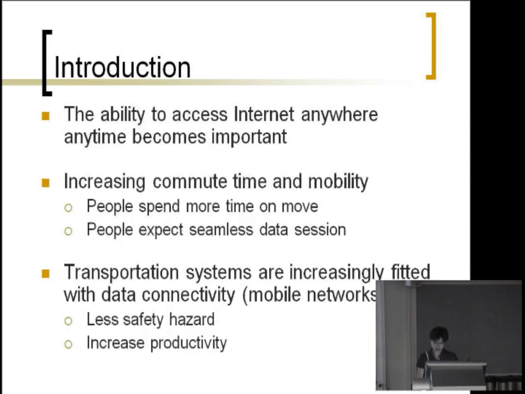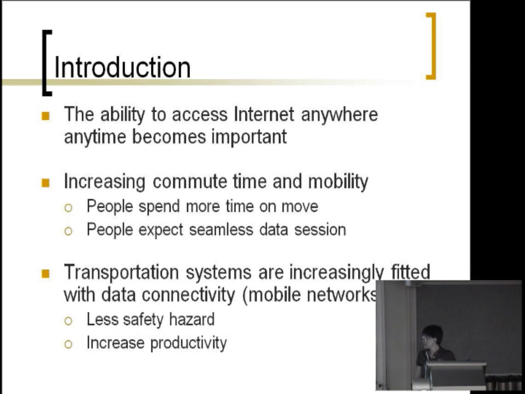First of all, I think this is an important problem because the ability to access the internet anywhere, anytime is becoming increasingly important. A lot of times we are running applications that we don't really want to get disrupted, even though you change your location. And there's an increasing amount of time we spend while commuting. So people are spending more time on the move, and we kind of expect that the network should provide some kind of service that provides this mobility support.